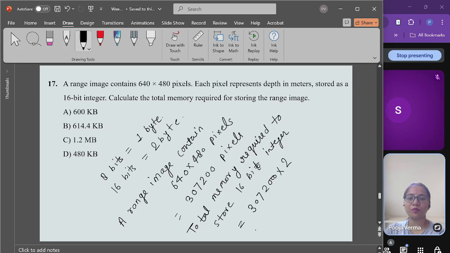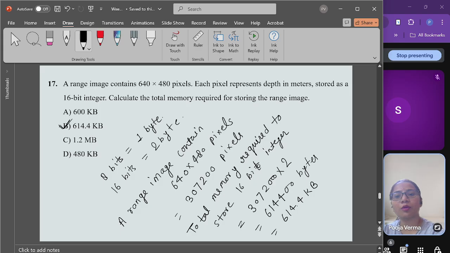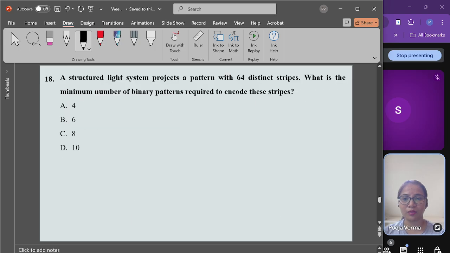Okay. So if you just multiply, you will get 614,400 bytes here, not in the pixels or something else or bits. So if you just do that, you will get 614.4 kilobyte, right? KB. If you see, option B is the correct answer for this question. Okay, I hope you have understood these questions. So now again moving to our next question.